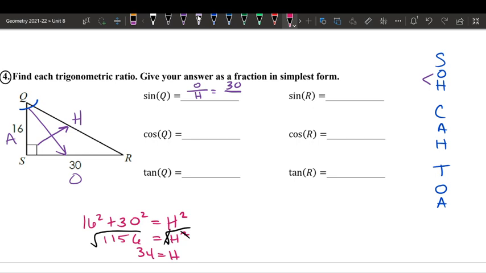That is this 34. All right, now that I know that H is 34, I could put in 34. And 30 over 34. Those are even numbers, so I can at least reduce this by dividing by 2. 30 divided by 2 is 15. 34 divided by 2 is 17. 17 is prime, so I cannot reduce that any further. So the sine of angle Q is 15 over 17.